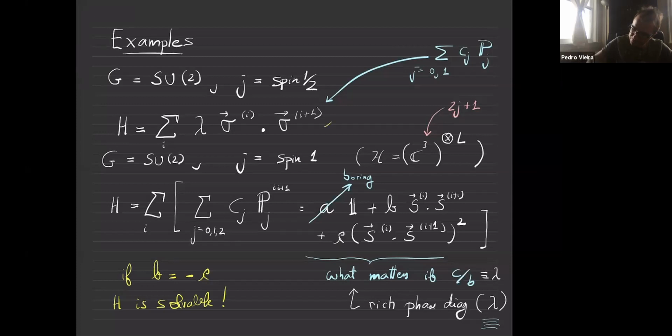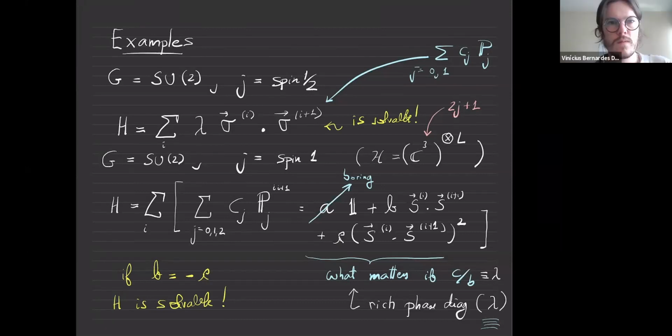This one for spin 1/2, sorry, let me just finish that. This one for spin 1/2 is solvable. I forgot to say, this is the simplest one. So the simplest one is solvable. The spin one is not solvable, except if B is equal to minus C. If B is equal to minus C, then it is solvable.